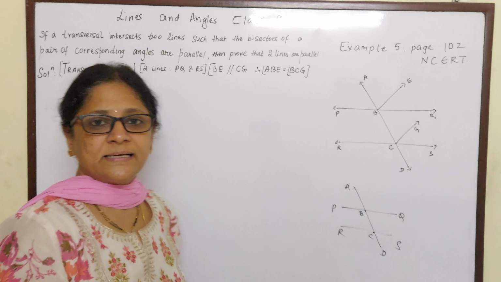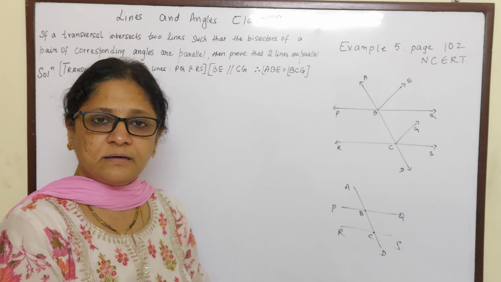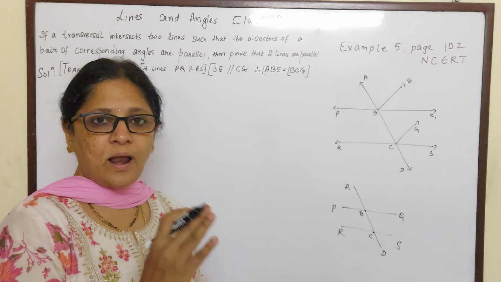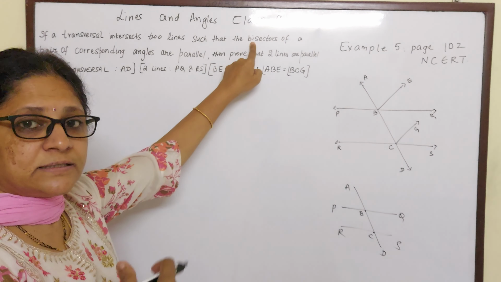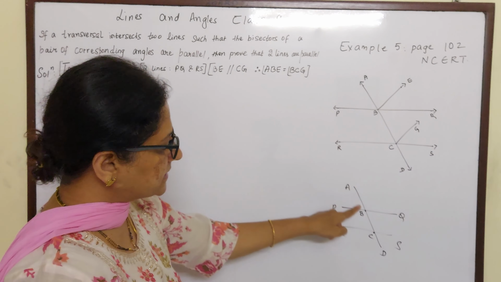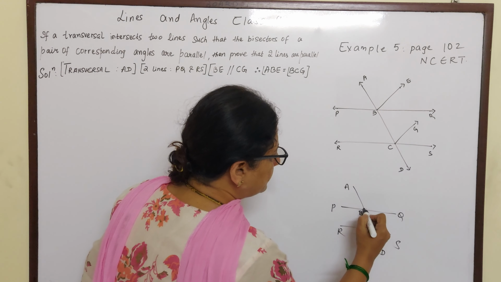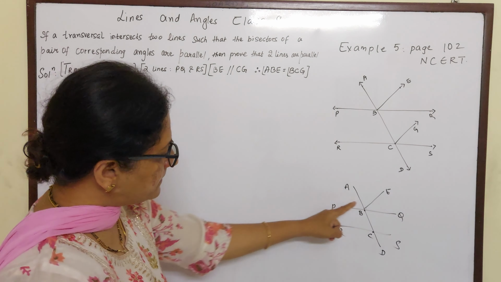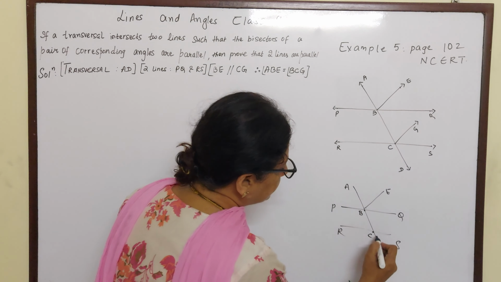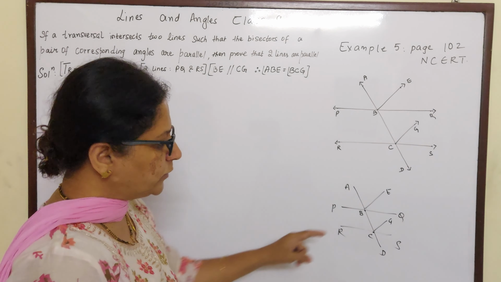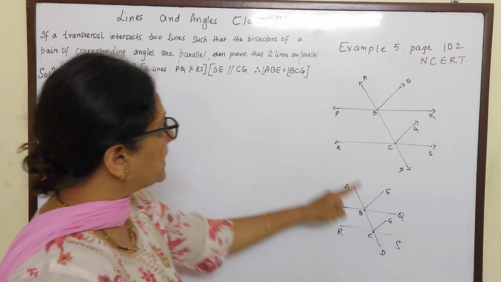Now what do you mean by bisector, children? That means it cuts the angle into two equal halves. So now there are bisectors. That means there is a bisector for ABQ, let that be BE, and there is a bisector for BCS, let that be CG. Now what they are saying is that these bisectors are parallel.